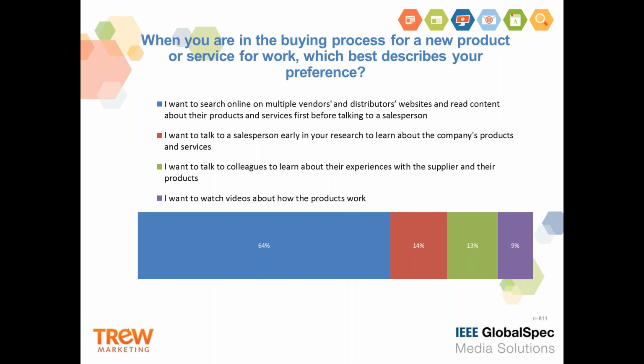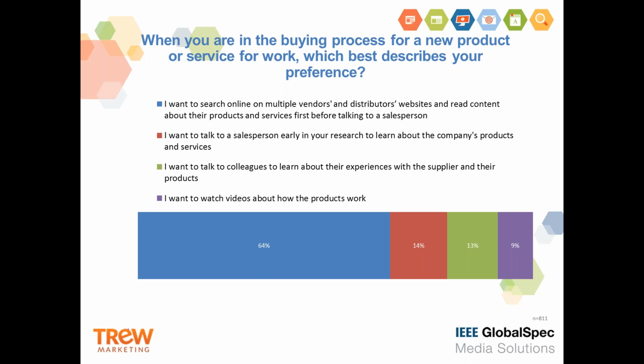So we asked the question, when you are in the buying process for a new product or service for work, what best describes your preference? So remember, this is specifically about when they're in the buying process. So when they're in that buying process, they're relying on online search, talking to colleagues, and watching product videos. So it's a little bit different than what Rebecca showed you earlier, but this is because it's specifically targeted to when they're in the buying process. Only 14% prefer to talk to a salesperson early in their research.